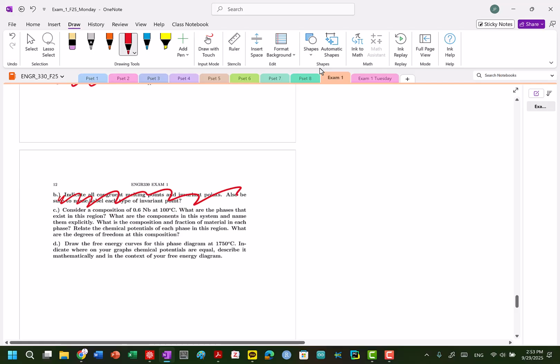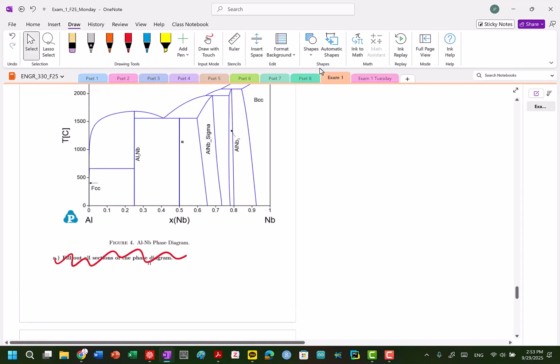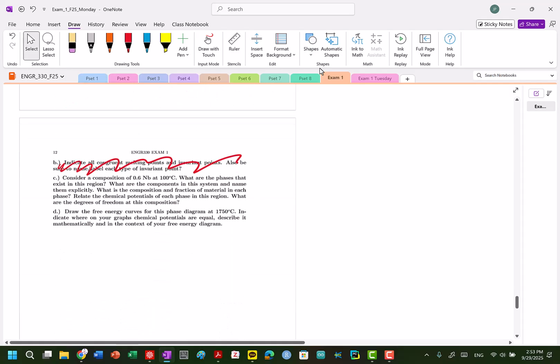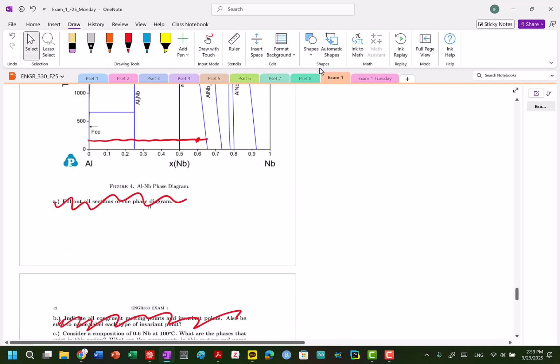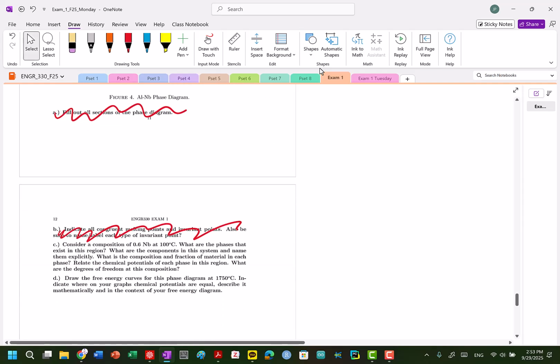Let's look at 0.6 NB at 1000 degrees centigrade. So let's say it's just like right here. And what are we asked? What are the phases, components, composition, fraction, chemical potentials, and degrees of freedom?